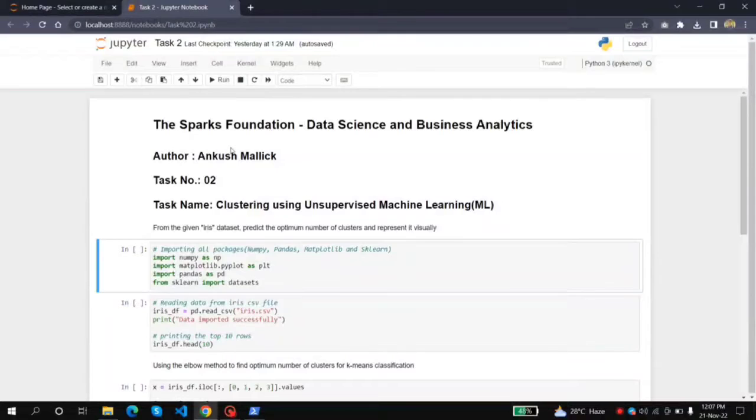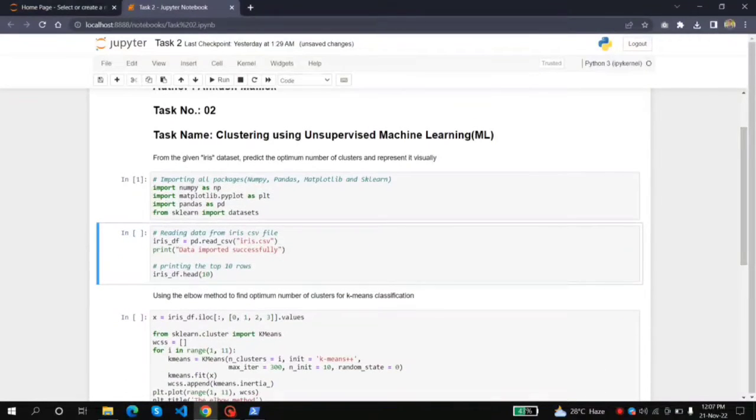So at first we are importing all the packages, that is NumPy, Pandas, Matplotlib and sklearn. Then we are reading data from the iris dataset, which is in CSV format, and after that we are displaying the top 10 rows of the iris dataset.